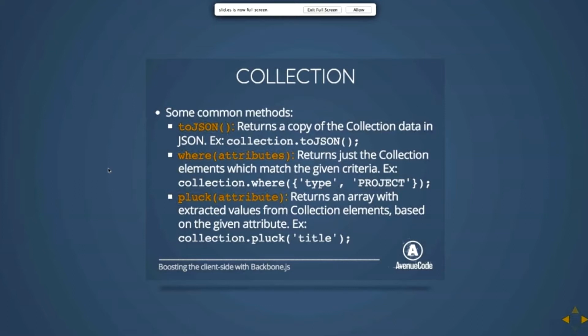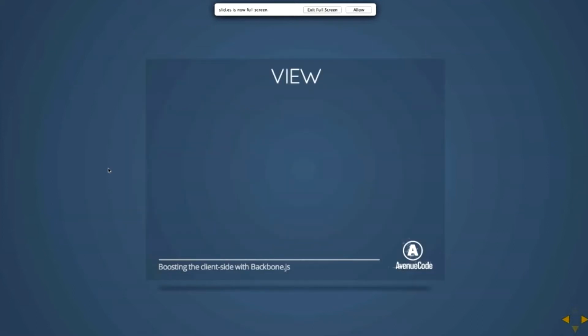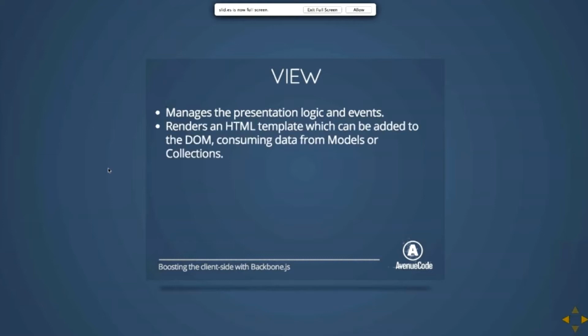So now let's go to view and router. And then we are done. Oh, there is the templates too. So the view. The view will manage presentation logic and events. By the way, there are some people that consider the view as the controller. They think actually the presenter. Some people believe that Backbone.js is MVP, Model View Presenter. And some people understand that the view is the presenter.